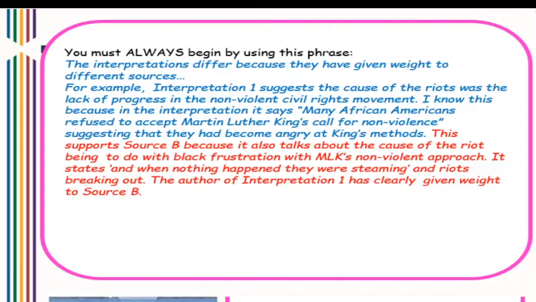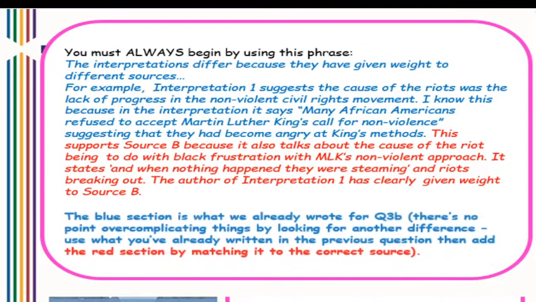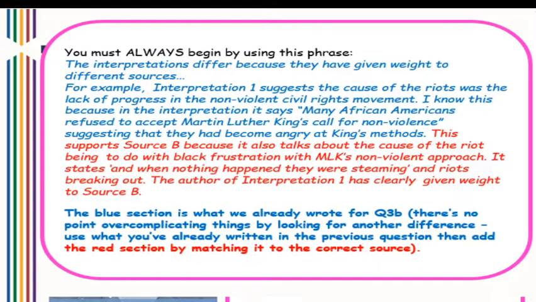I know this because in the interpretation it says many African Americans refused to accept Martin Luther King's call for non-violence, suggesting that they had become angry at King's methods. So that blue bit is basically what we've already done in question 3B. So save yourself some time. Instead of looking for a difference, something new to write about, use what you've already said in 3B. It's there for you. You don't want to waste your time. Copy it over, use the same difference again.